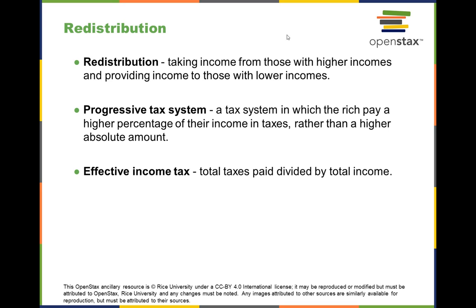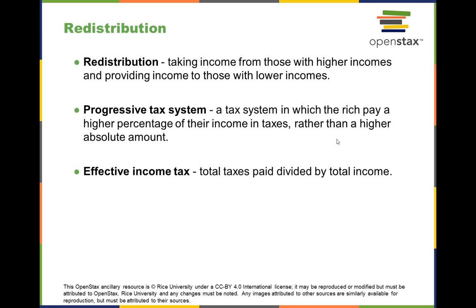Redistribution is taking income from those with higher incomes and providing income to those with lower incomes. A progressive tax system helps do that, in which the rich pay a higher percentage of their income in taxes rather than a higher absolute amount. An effective income tax rate is total taxes paid divided by total income. In the progressive income tax in the United States, for instance, the lowest income earners pay 10% or less, and the highest income earners pay 30% or more.